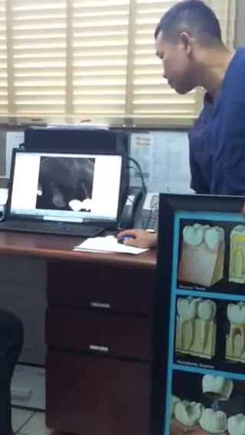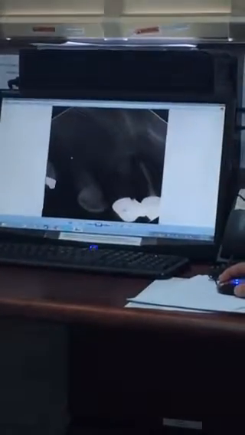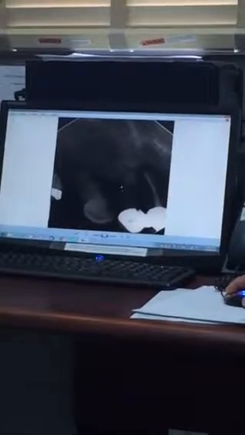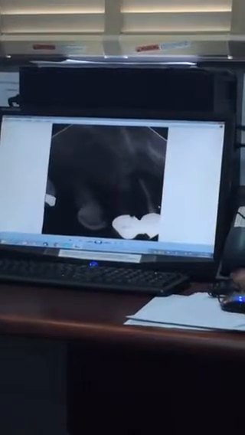That is an abscess. You see the difference? This is not an abscess. This is a periodontal ligament space. No big deal. This is an abscess. This is the beginning of an abscess. Okay? All right.